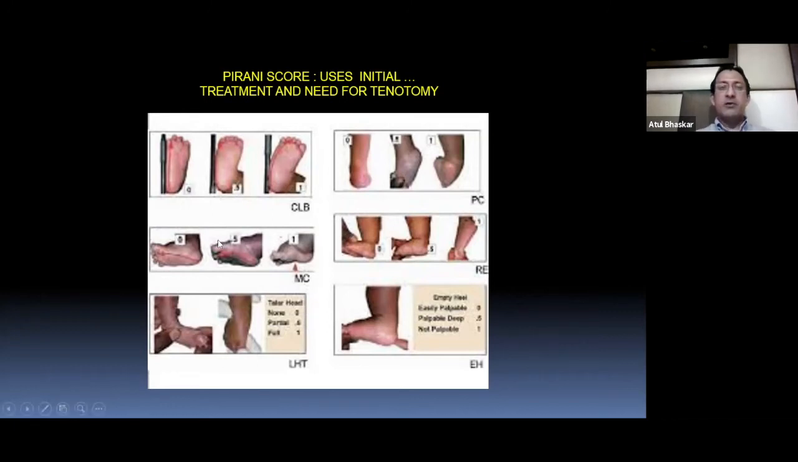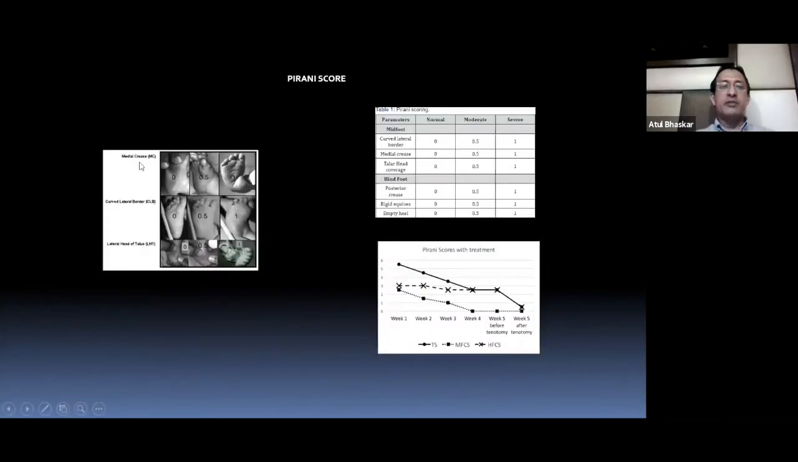This is another example of how you judge the medial crease. You can see the deep crease here, few creases here, 2 or 3 creases which are flexible, and there's no crease here. Similarly for the lateral border and lateral head of talus. So this is very important to understand the Pirani score.